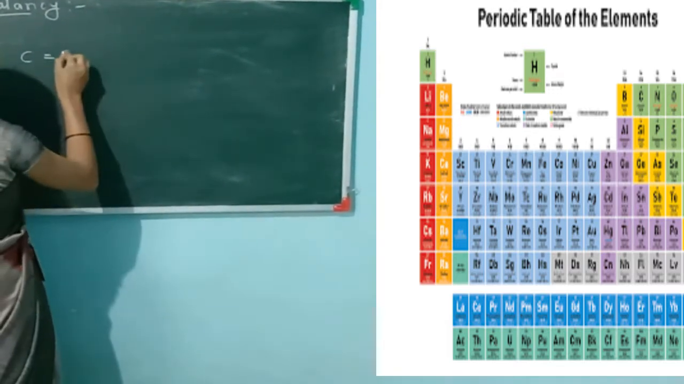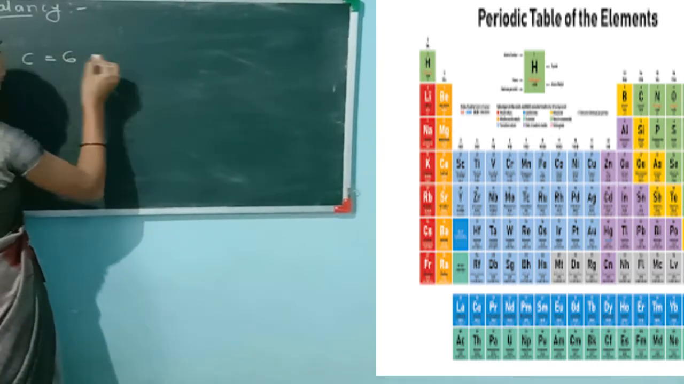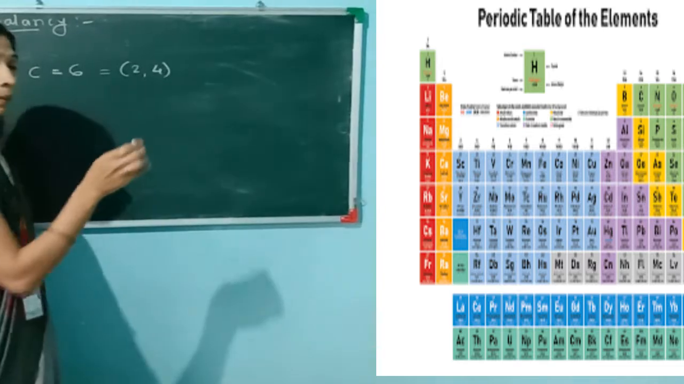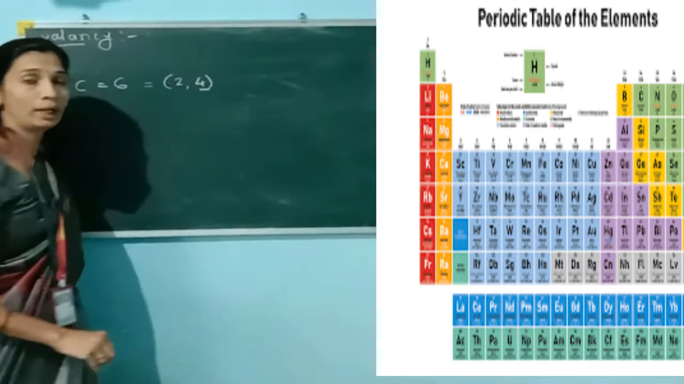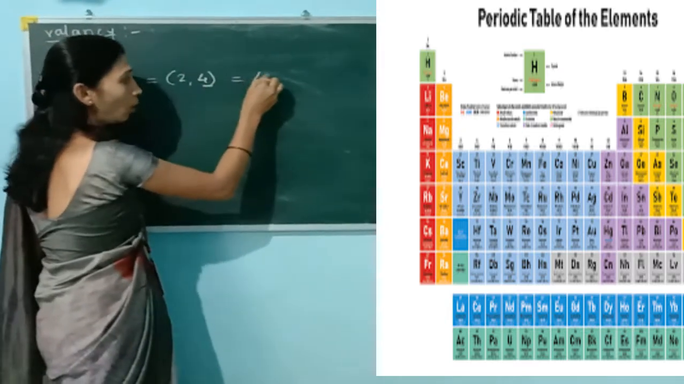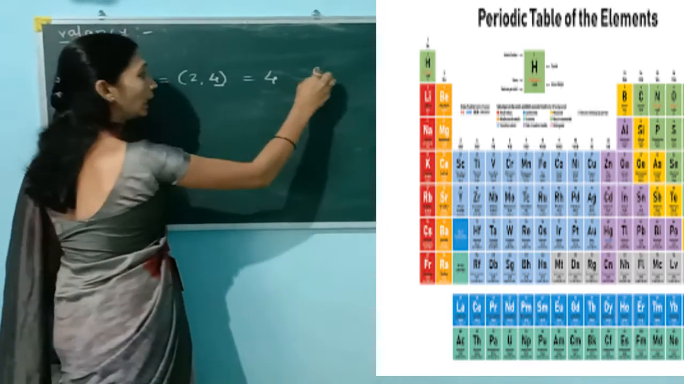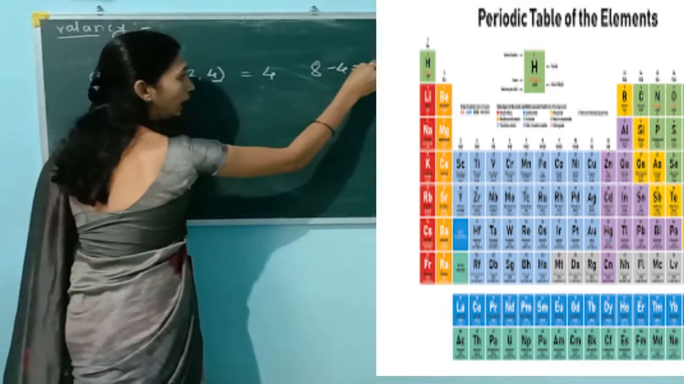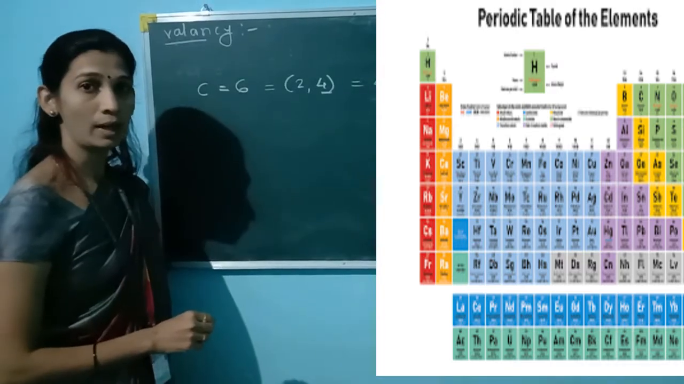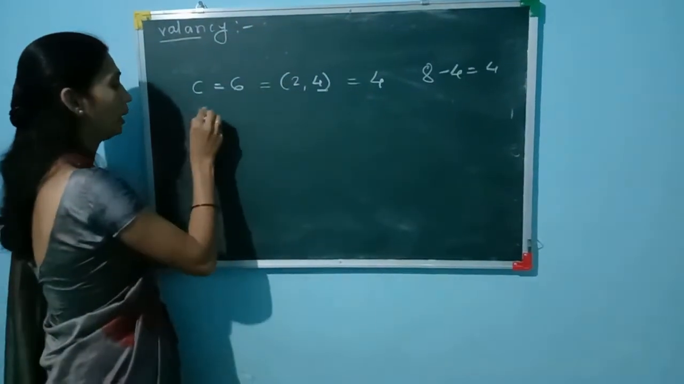Now the next example is carbon. Carbon has atomic number 6. Electronic configuration 2, 4. The outermost shell contains 4 electrons. Therefore the valency of carbon is 4. Also, taking 8 minus 4, it also has valency 4. The next example we take is potassium.